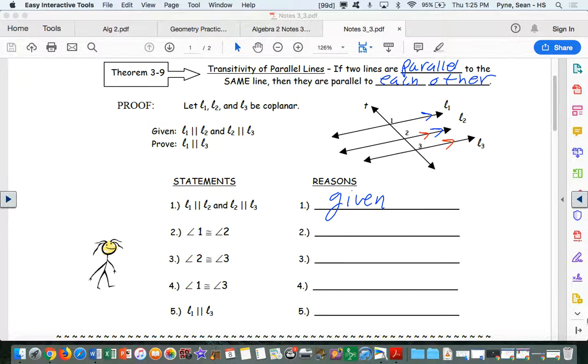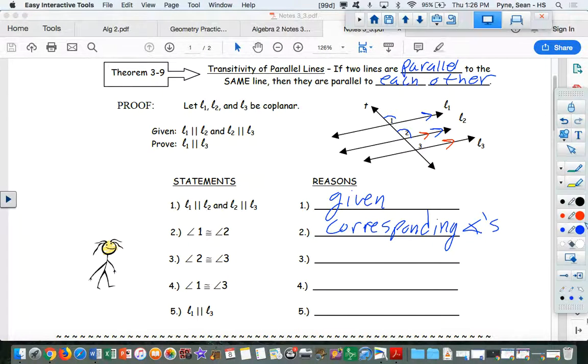Now, how do I know? So you have to remember that we know lines are parallel. How do I know from knowing that lines are parallel, angle 1 and angle 2 are congruent? Here's angle 1. Here's angle 2. How do I know that they're congruent? Yep, they're corresponding angles. Corresponding angles.